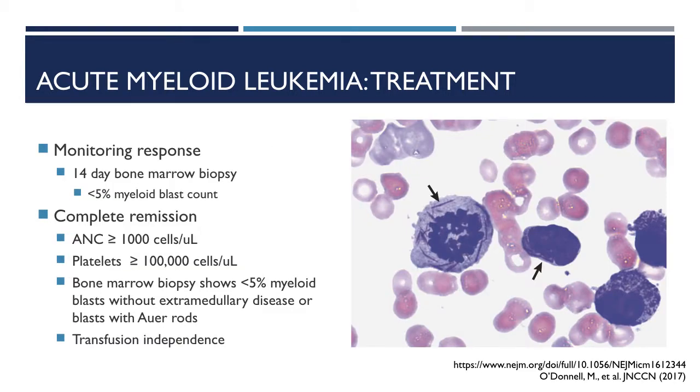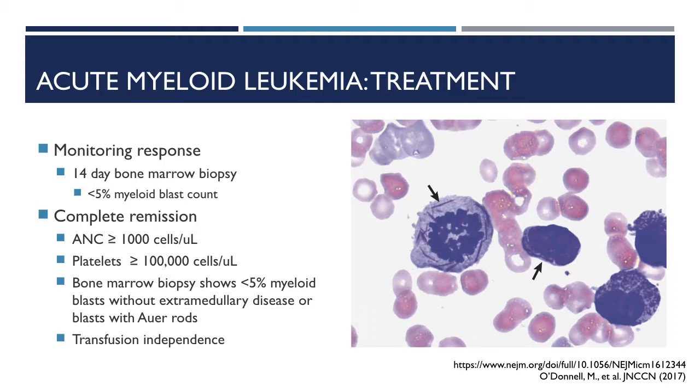Once our patients are treated, we're going to monitor their response with a 14-day bone marrow biopsy. To look for success, we would like less than 5% blast count within their bone marrow biopsy, and this is specifically myeloid blasts. Complete remission is defined as an ANC greater than 1,000, platelets greater than 100,000, again, that bone marrow biopsy with less than 5% myeloid blasts.